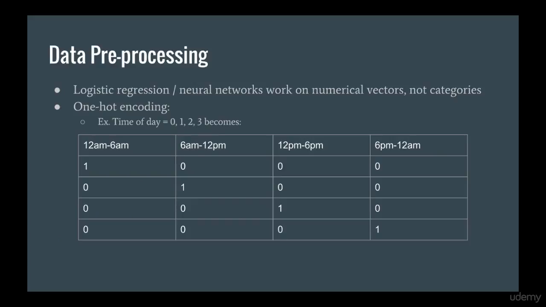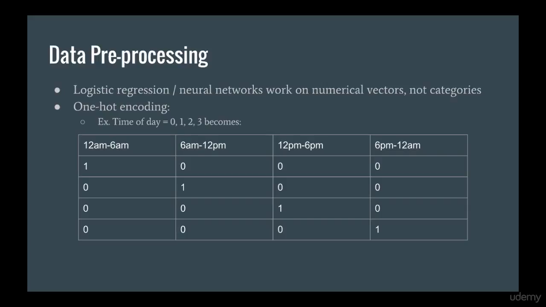You of course can't feed categories into your logistic model or your neural network, because these things work on numerical vectors. You might already know this from my linear regression class, but just in case you don't, the solution is called one-hot encoding. This means that if we have 3 different categories, we'll use 3 different columns to represent them. We then just set the column that represents the category for each sample to 1.